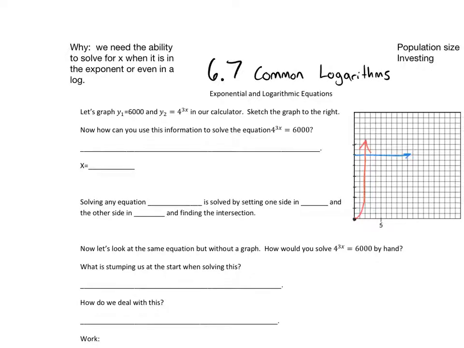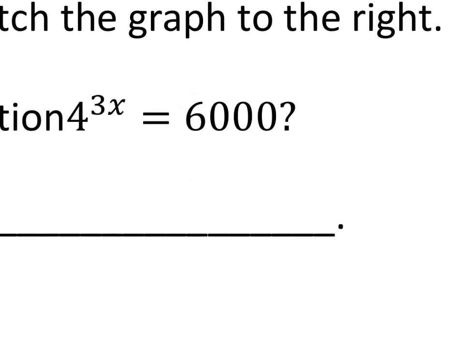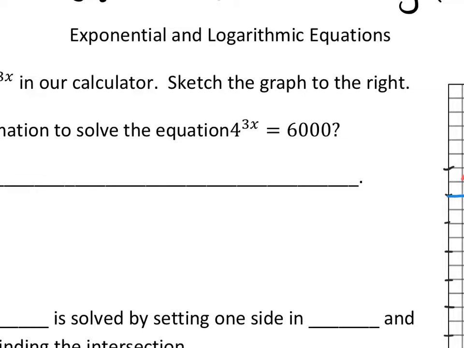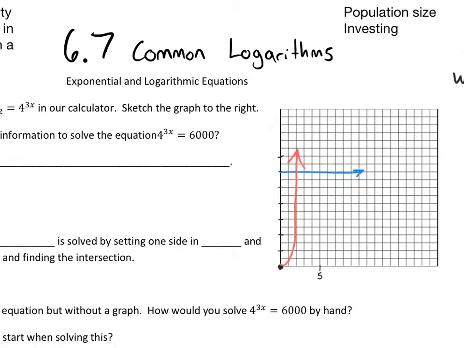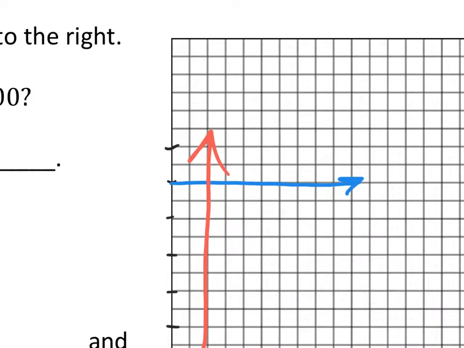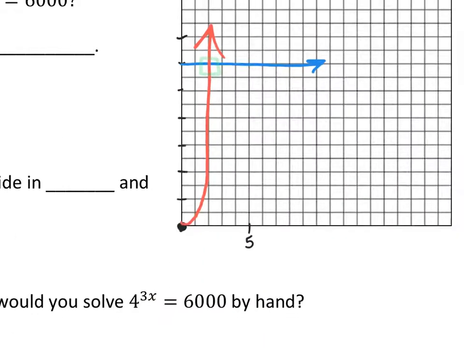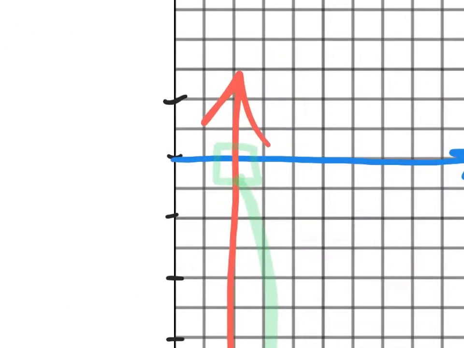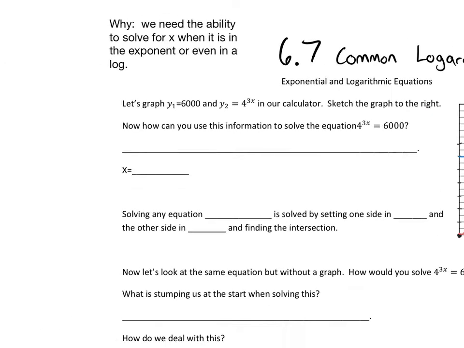Now, it says, how can we use this information to solve an equation like this? 4 to the 3x power is equal to 6,000. Well, what's really going on here in our calculator, or anytime we're solving equations in general, what you're really looking for is the x-coordinate of this intersection point. So I need to know, where did they cross over in the x direction? And anytime you're solving an equation, that's actually what you're finding. You're finding where do the two curves cross, and what's that x-coordinate. So how can we use this information to do that?